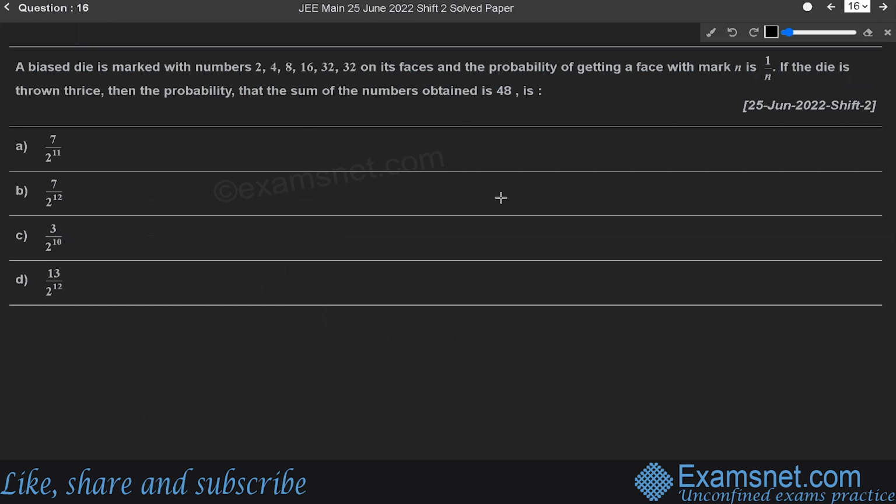Next question is, a biased die is marked with the numbers 2, 4, 8, 16, 32 and 32 on its faces, and the probability of getting a face with mark n is 1 upon n. If the die is thrown thrice, then the probability that the sum of the numbers obtained is 48 is.